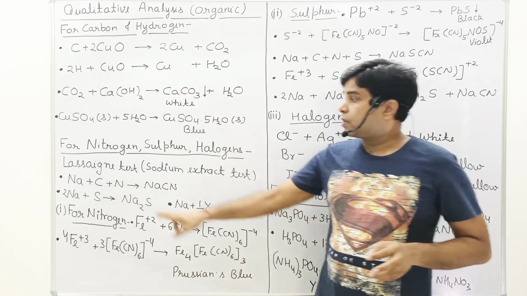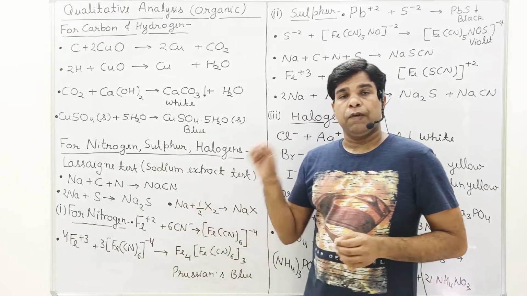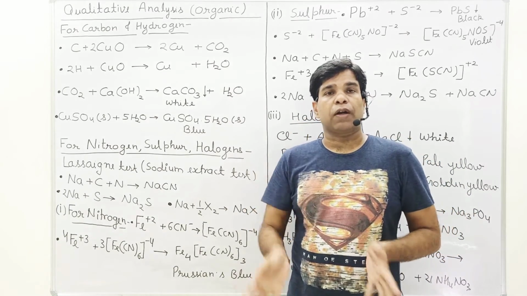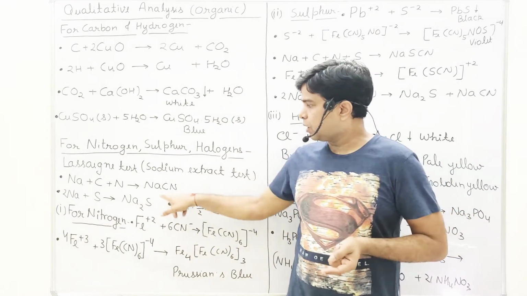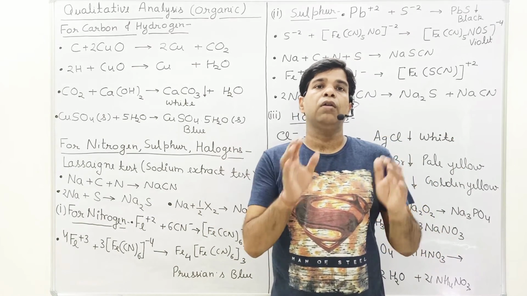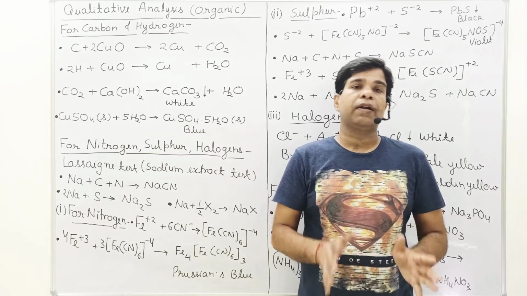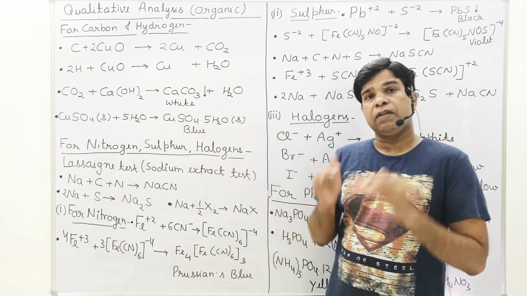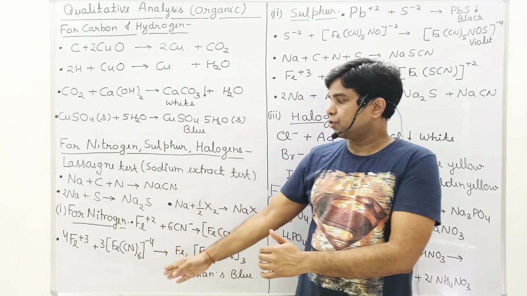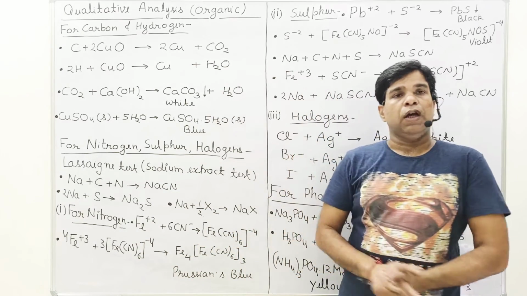Okay, once these compounds are obtained, we mix the remaining solid in distilled water and boil it. These are ionic compounds, so they dissolve in the water. The filtrate is called sodium extract. This sodium extract filtrate we will use for the detection of nitrogen, sulfur and halogen.